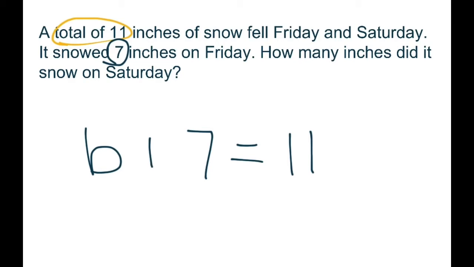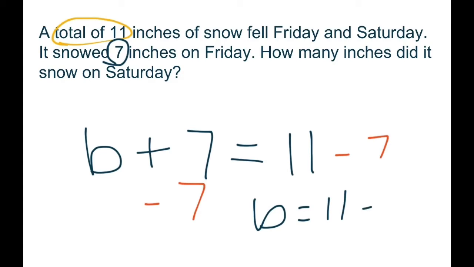So we know that if we take b, which is how many inches it snowed on Saturday, plus 7, which is how many inches it snowed on Friday, it'll equal a total of 11 inches. So, of course, we have an addition problem. So the first thing that we're going to do is use the inverse operation, which would be subtraction. We're going to take away 7. And what we do to one side, we always do to the other. So that leaves us with b equals 11 minus 7.